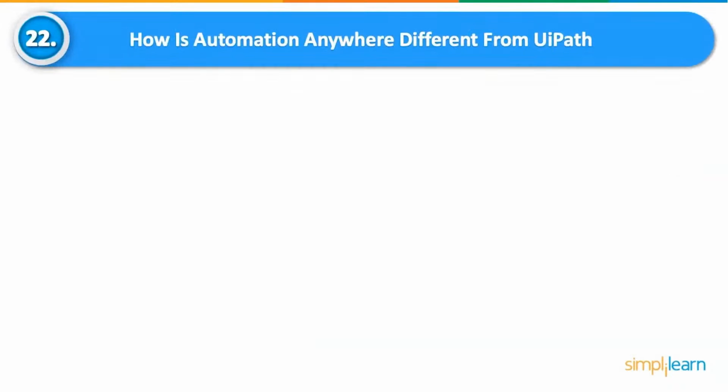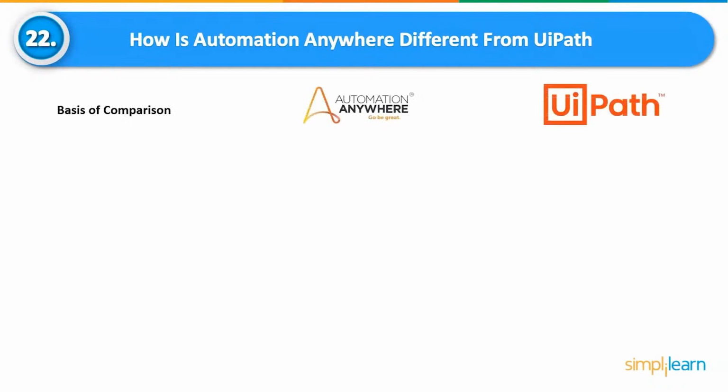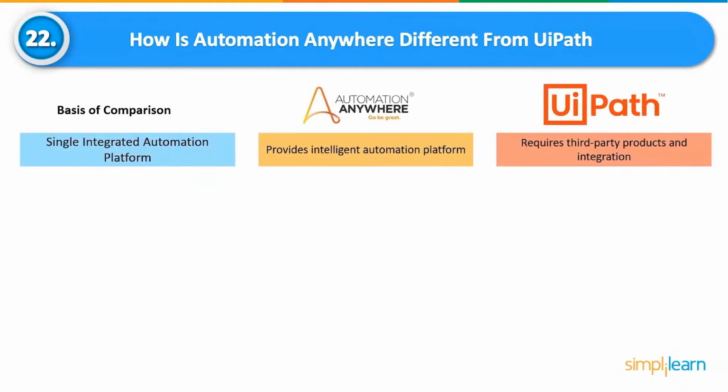How is Automation Anywhere different from UiPath? On the basis of single integrated automation platform, Automation Anywhere provides an intelligent automation platform with attended automation, unattended automation, intelligent document processing, and many more. Whereas UiPath requires third-party products and integration to deliver a similar solution, increasing installation and support complexity.